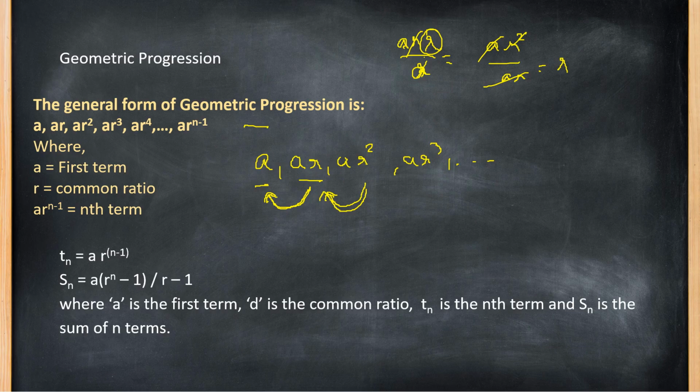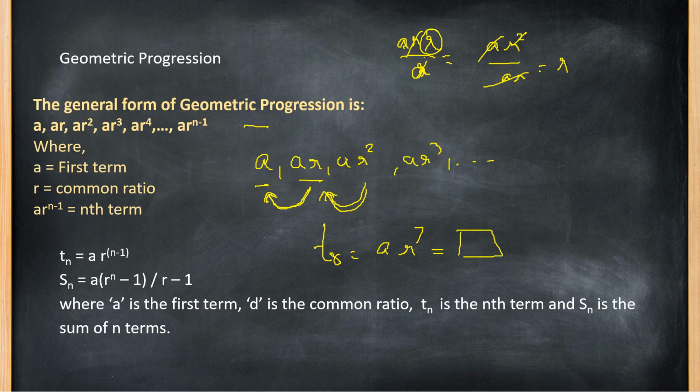Again, if I say nth term or 8th term of the geometric progression, the 8th term T8 is given by A into R power 8 minus 1, which is 7. So this is equal to any concerned number that's been addressed.